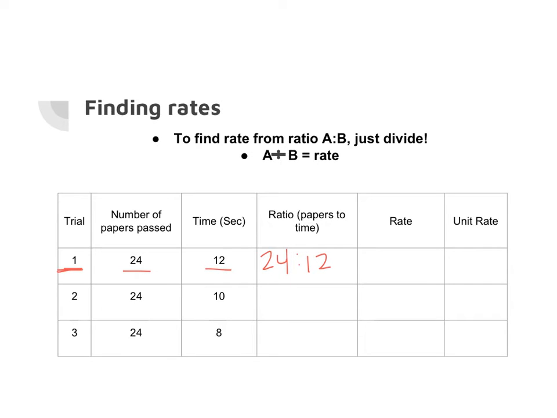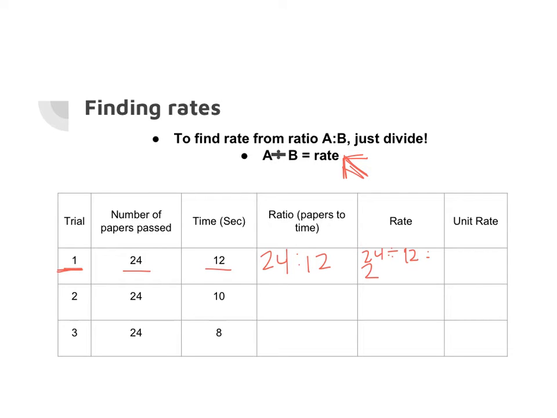So my rate, notice the second bullet point up here. It says A divided by B equals rate. So for my rate, to find out what is the rate at which I passed out these papers, we would do 24 divided by 12. And what does that equal? Hope you all know this. It equals 2.